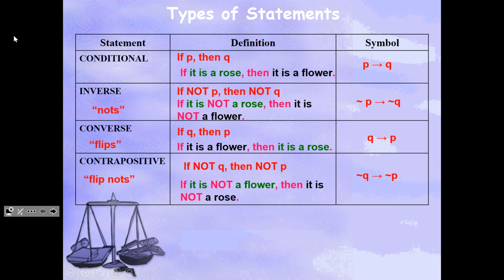Okay, so our conditional is what we're used to. If, then, hypothesis first, conclusion second. Inverse, you add in nots. Converse, flips. And contrapositive, flips and nots. Okay? So that's kind of like a little tool that we're going to use to help remember which one is which. So nots, flips, flip nots. Okay.